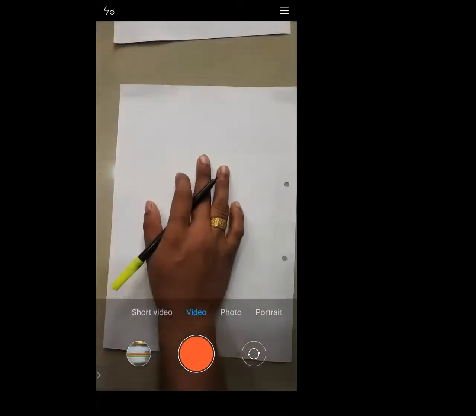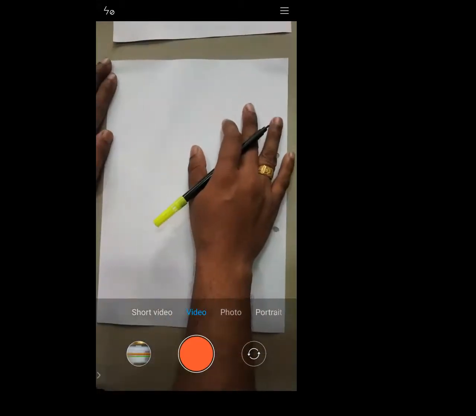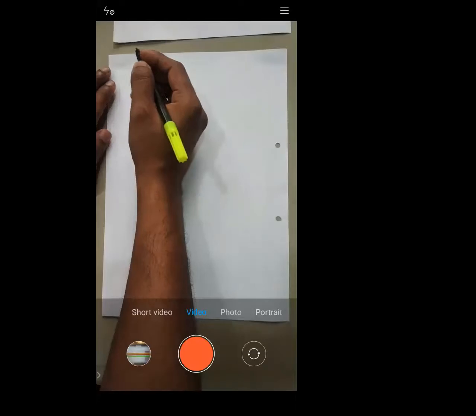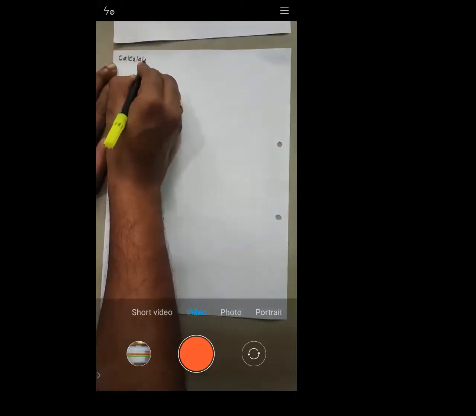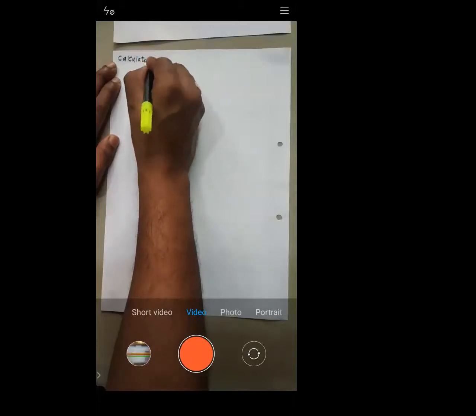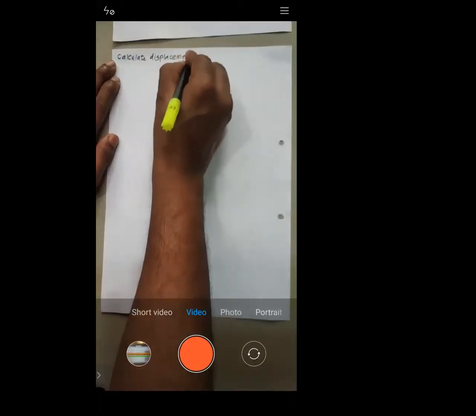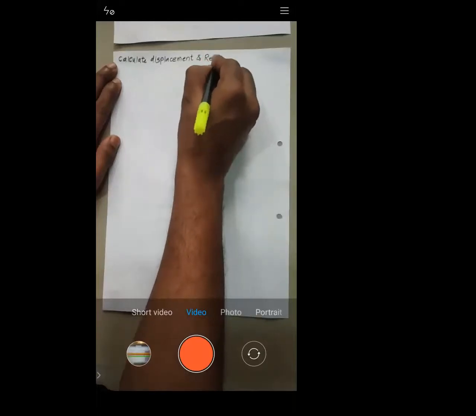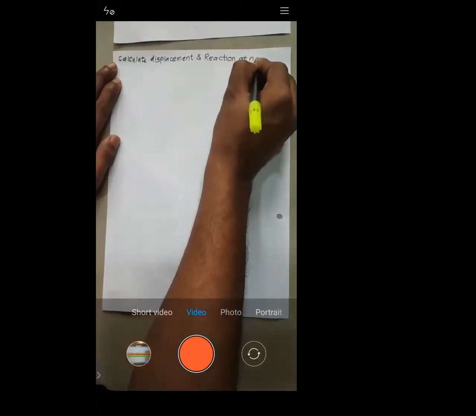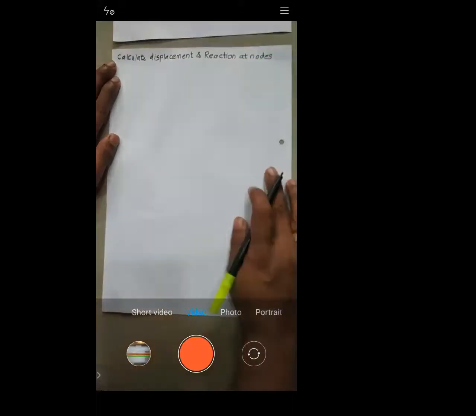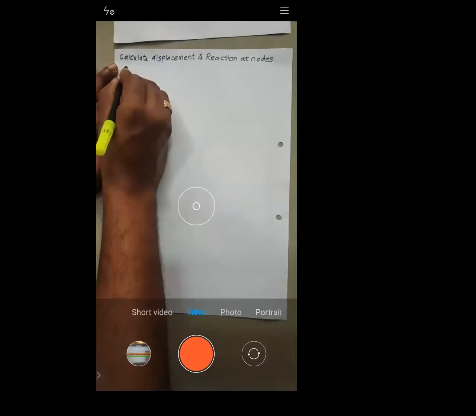Okay, now let's see this problem. Calculate the displacement and reaction at the nodes. Okay, calculate the displacement and reaction at the nodes. So let's see this problem.